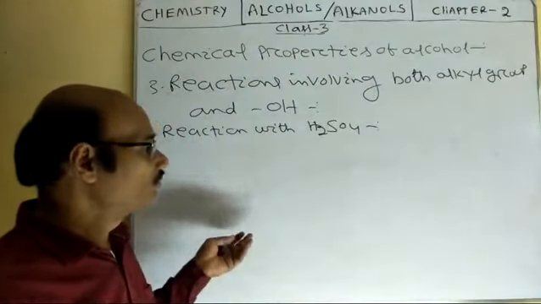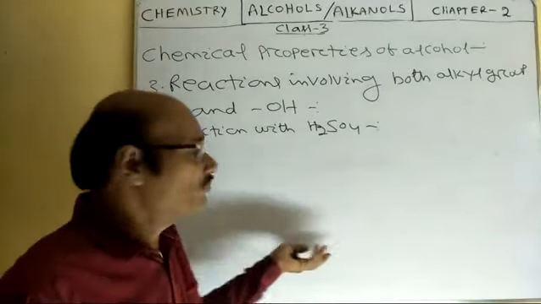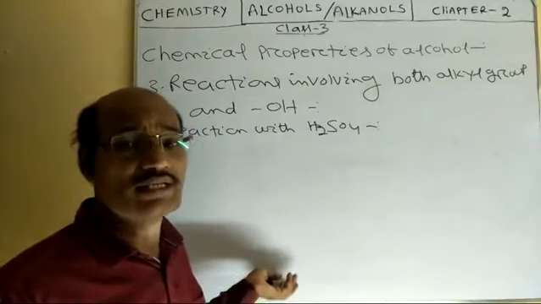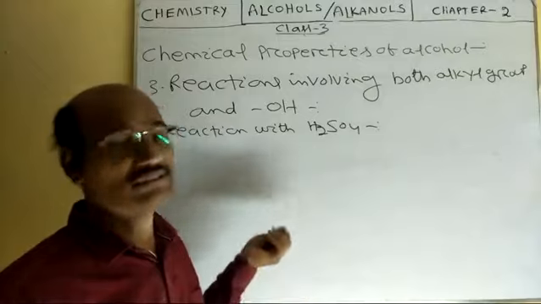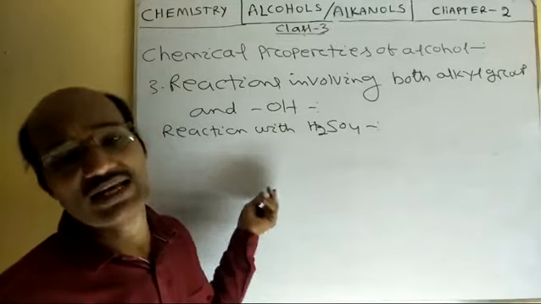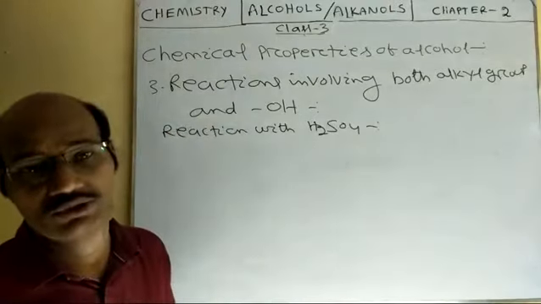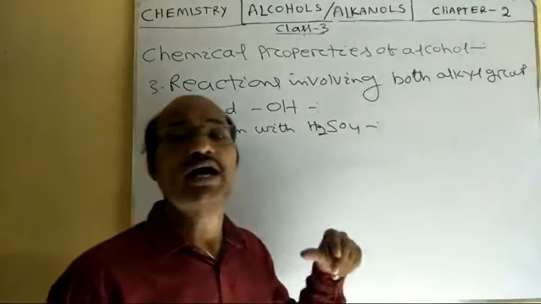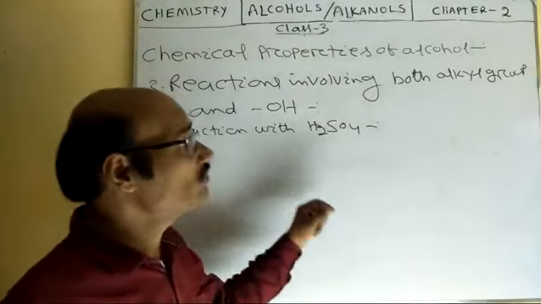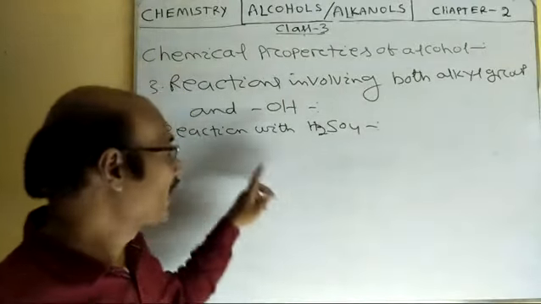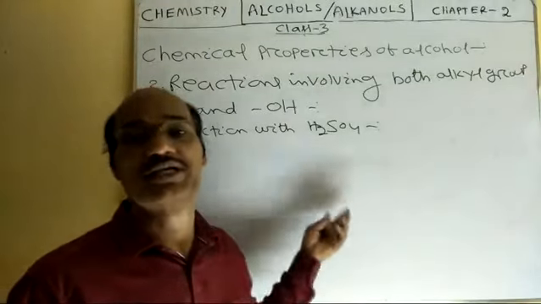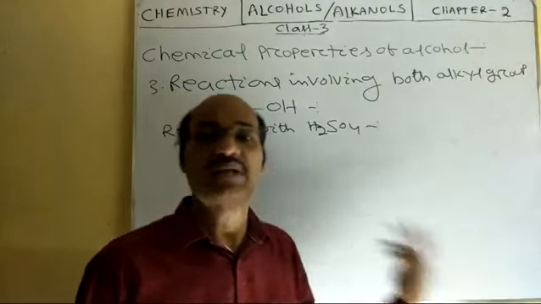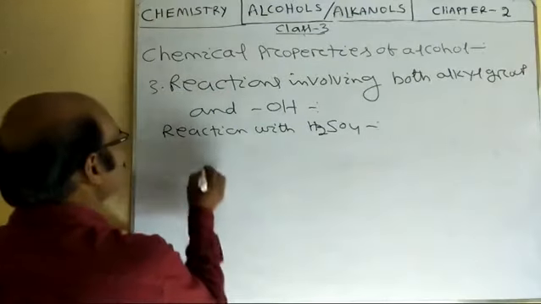So from these conditions, we come to the conclusion that tertiary alcohols are more reactive than secondary alcohols, then primary alcohols, for these reactions. So in reactions where both the alkyl group and OH group are involved, like with sulfuric acid, tertiary alcohols are more reactive than secondary, then primary. So what can you write?